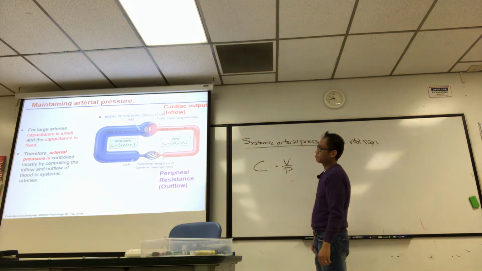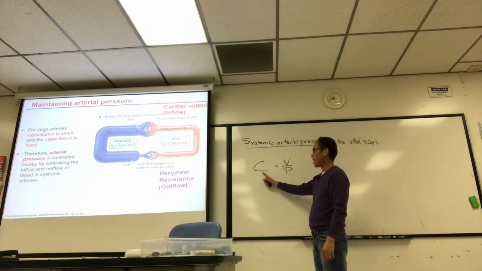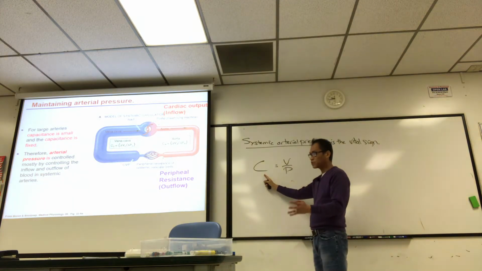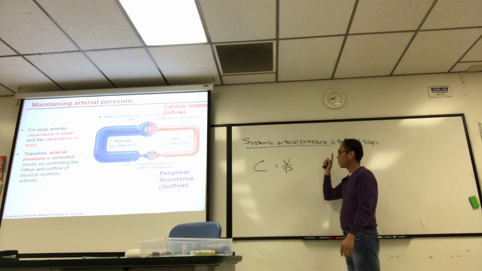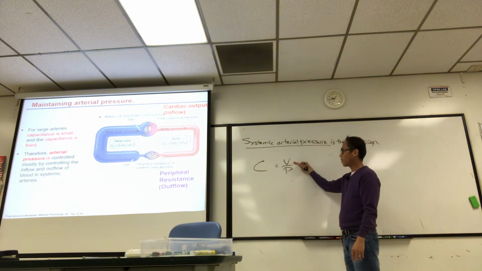I said arteries have a small capacitance. So that's a small number. You don't even pick a number, just a small number. All right, so what volume do they have, large or small? They carry a small volume.